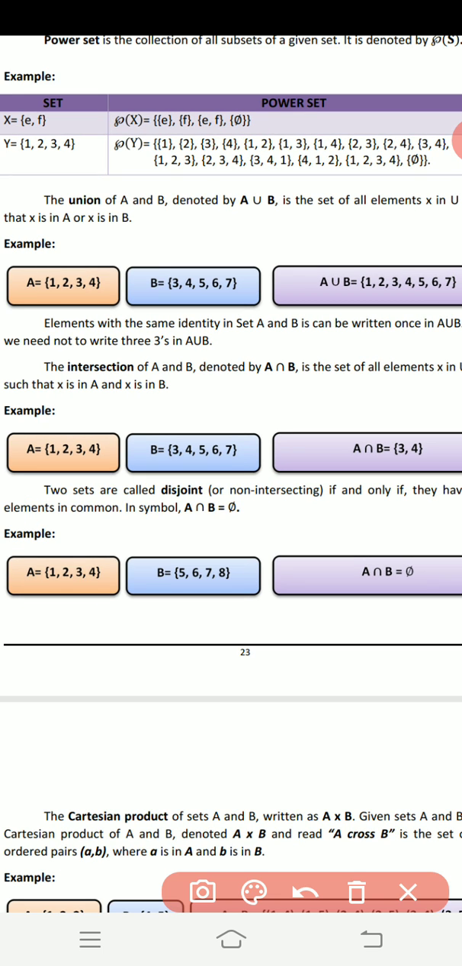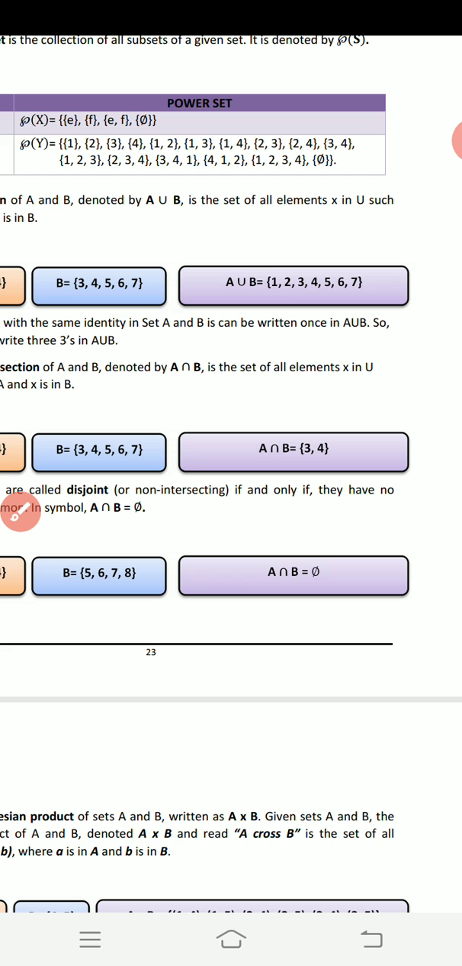So merong 3 at 4 dito sa set A, meron ding 3 at 4 sa set B. However, anong ginawa natin sa kanila? So hindi natin sila inulit sa pagsulat doon sa may A union B. Again, we list down the elements of A and all the elements of B. Kapag may naulit sa kanilang dalawa, isang beses lang sila isusulat. So therefore, in this example, we have this resulting set, which is 1, 2, 3, 4, 5, 6, 7.